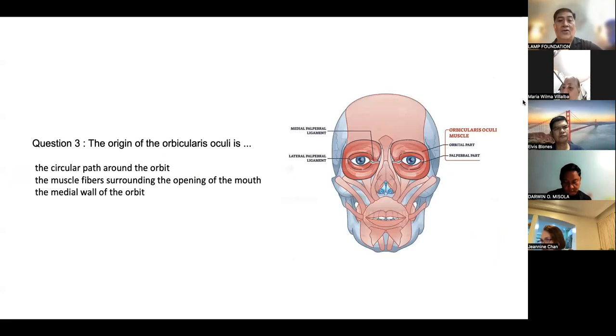Origin of the orbicularis oculi: the circular path around the orbit? No. Paano siya matatanggal? Binasa mo ba ito sa libro? It should be sa loob ng orbit. Okay. The medial wall of the orbit.